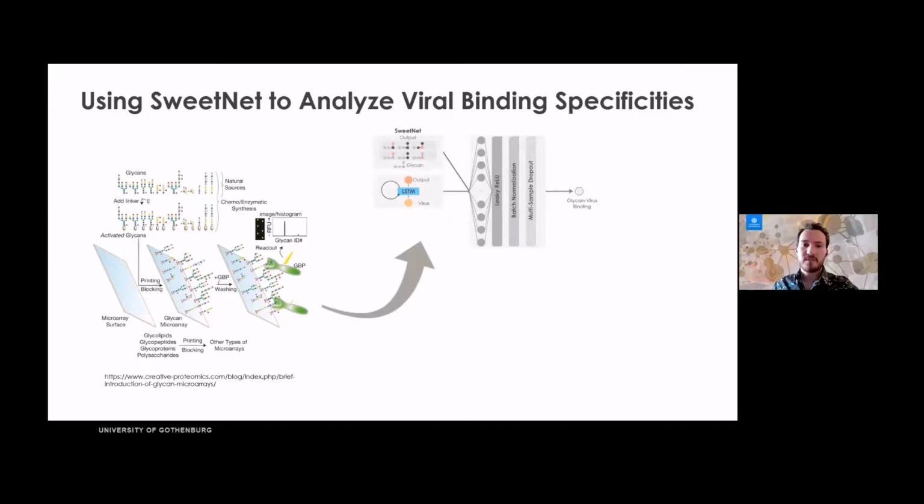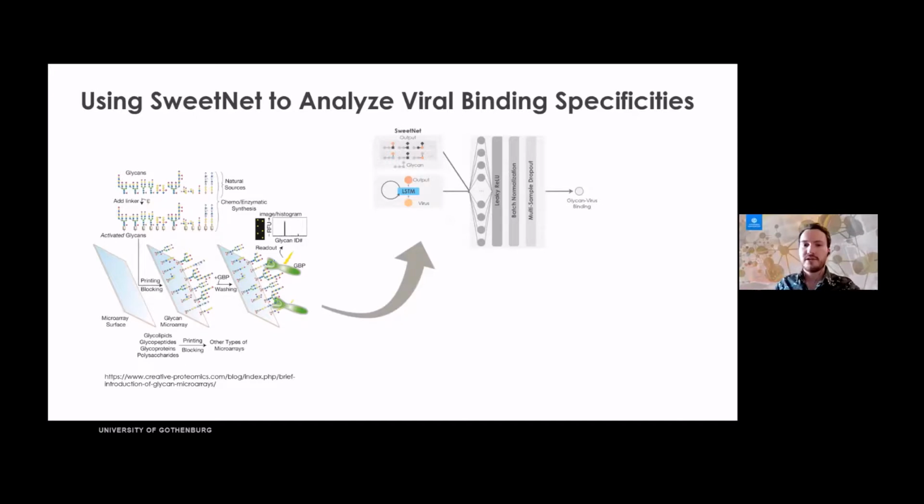It's sort of like a matching model. So basically it takes a virus or a viral protein. In our case, we work mainly with influenza virus, so hemagglutinin would be the relevant binding protein here, and a glycan with our graph convolutional neural network, and we ask the model, does this lead to binding or not?